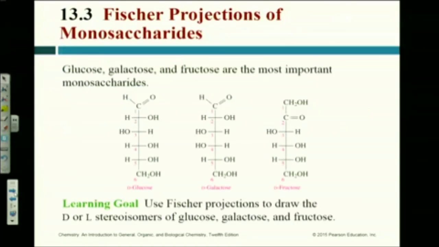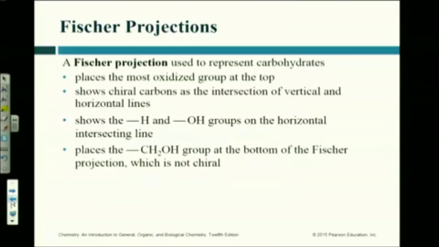So, here we have 3 monosaccharides. We have glucose, galactose, and fructose. They're all D isomers, okay? D enantiomers. Why D? Because the hydroxyl group on the 5 carbon is on the right-hand side. Okay, fair enough? We're not going to draw these structures, okay?